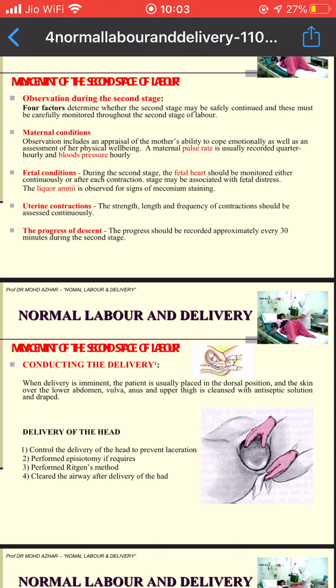Fetal condition: during the second stage of labor, fetal heart rate should be monitored continuously or after each contraction, and at this stage there could be fetal distress because of the compression on the head and the umbilical cord. The liquor is observed for any signs of meconium. Uterine contraction: the strength, the length and frequency of contractions should be assessed continuously. Now the progress of descent should be recorded approximately every 30 minutes during the second stage.